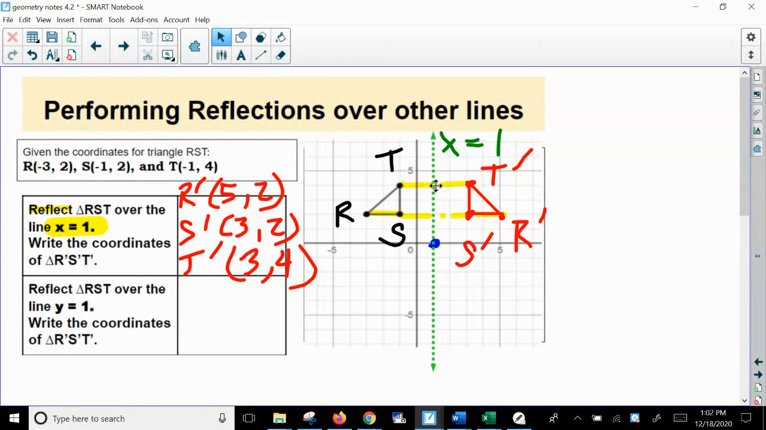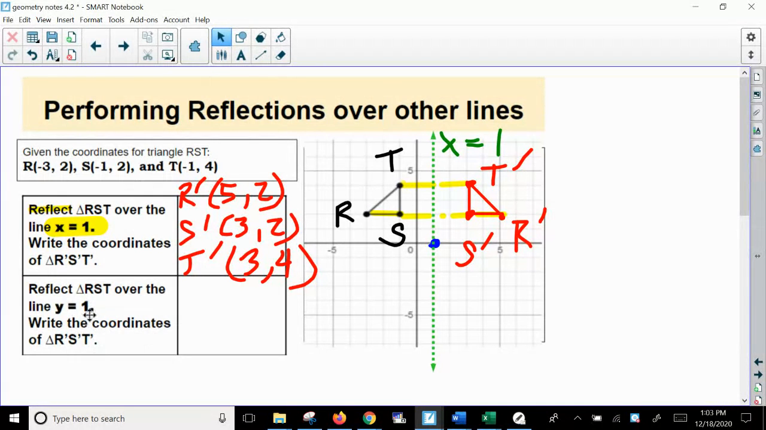Point T was 2 spaces on the left side of our line of reflection. So when you flip it, point T landed 2 spaces on the right side of the line of reflection. Same thing with point S. Point R was 1, 2, 3, 4 spaces to the left of the reflection line. So when we flipped it, point R is now to the right of the reflection line. Once I graphed my points, I used my graph to determine what the coordinates are.